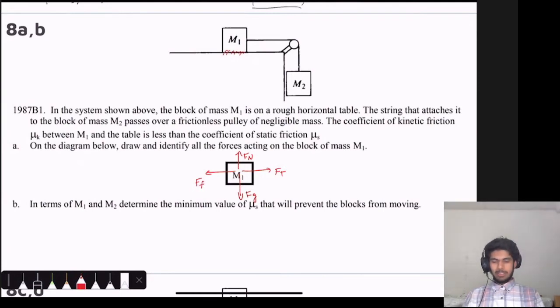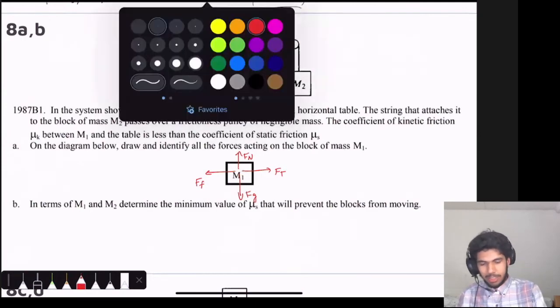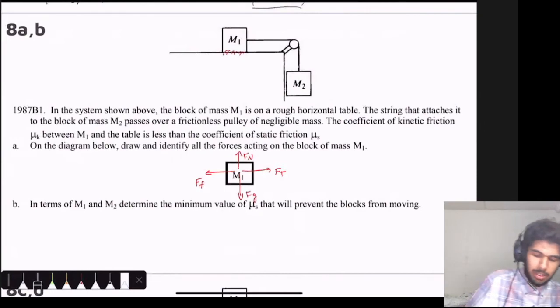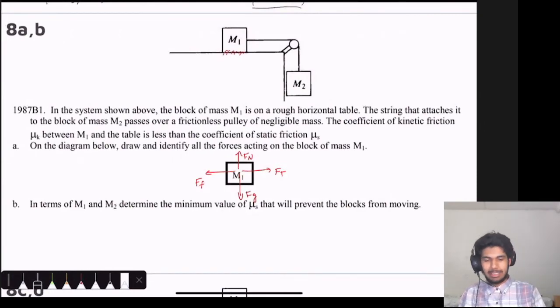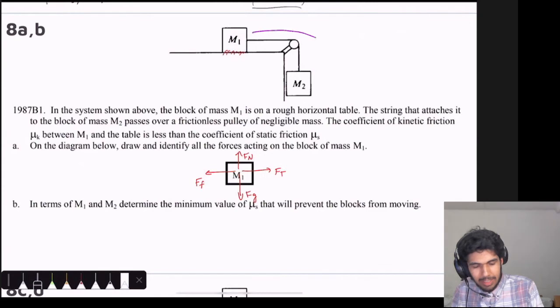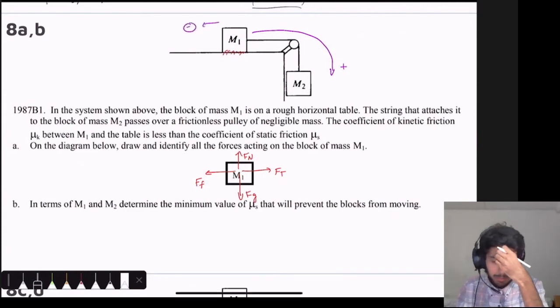Now we want to find the minimum value of mu s that will prevent the blocks from moving in terms of m1 and m2. So the technique we're going to use here is something that we did last week, where we bent our axes a little bit. We said that this is the positive direction, and in this direction would be the negative direction. And we can do this because that is the path that the objects travel in. It's the direction of travel. So we bend our axes a little bit.